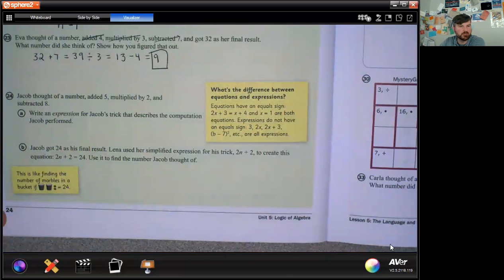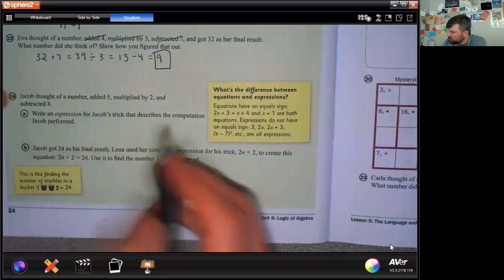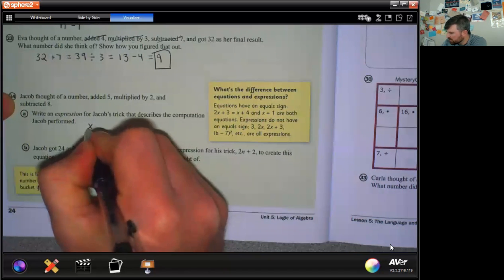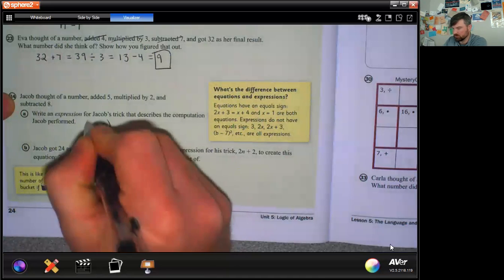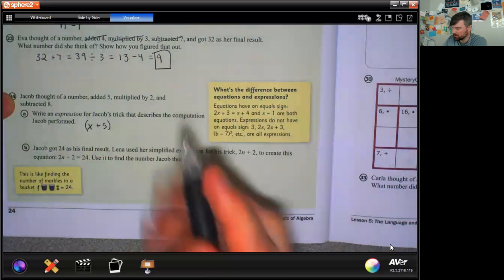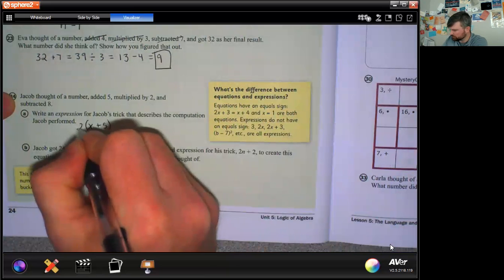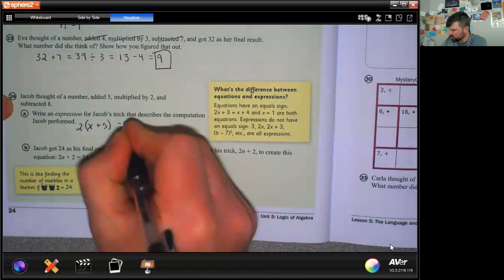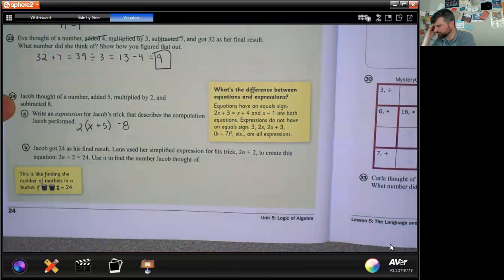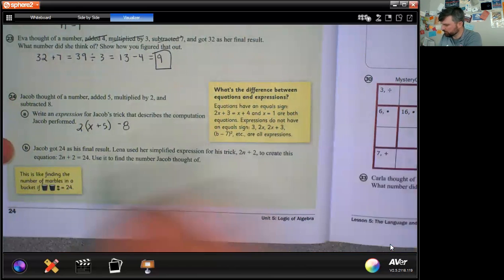24, Jacob thought of a number, added 5, multiplied by 2, and subtracted 8. Write an expression for Jacob's trick that describes the computation Jacob performed. Okay, well, he thought of a number, x, then he added 5 to that. Then he took that whole thing, which means we put parentheses around it, multiplied by 2, and then took that whole thing and subtracted 8. So you could put that in parentheses if you wanted, but you don't have to.